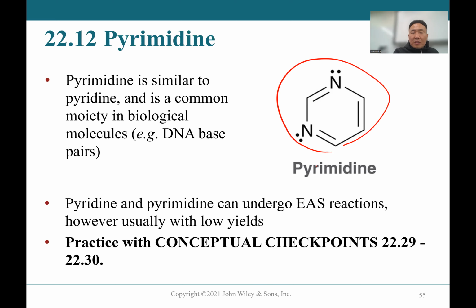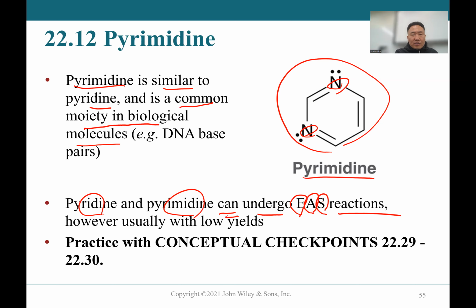This is pyrimidine. There are 2 nitrogens on the aromatic ring. Pyrimidine is similar to pyridine. It's a common moiety in biological molecules. So pyridine and pyrimidine can undergo electrophilic aromatic substitution reactions, however, usually with low yield.